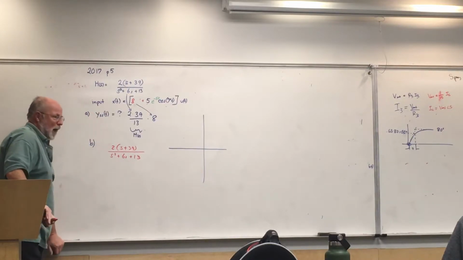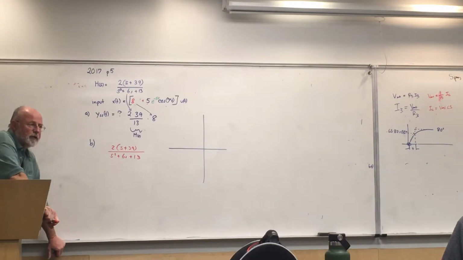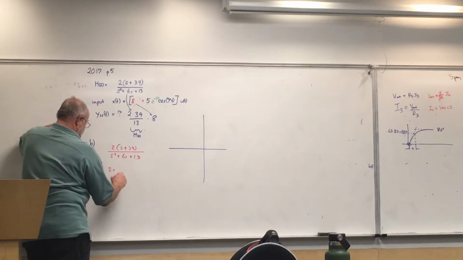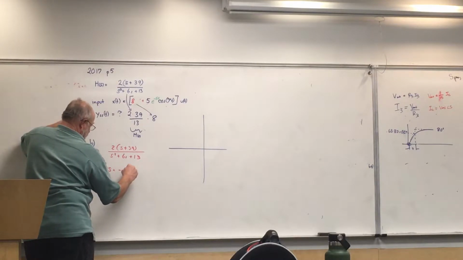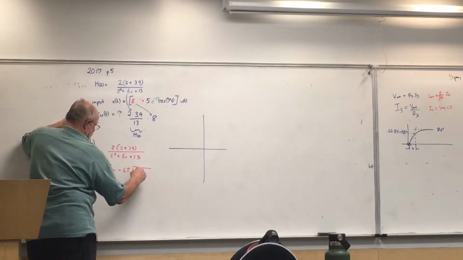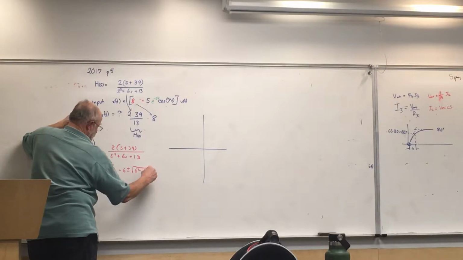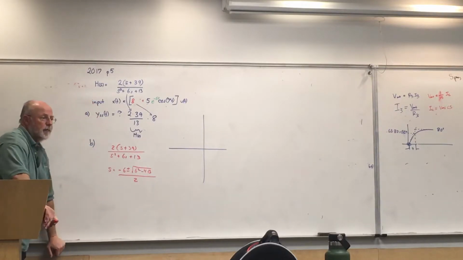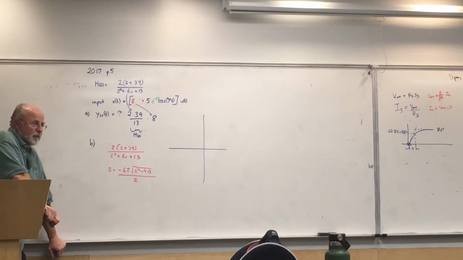How would you go about doing that? There are multiple ways to do that. I'd put in the quadratic factor. You would do a quadratic equation. You would say s is equal to minus 6 plus or minus the square root of 6 squared minus 4 times 13, all over 2. Would that work? Yeah, sure. That'll give you the 2 poles.